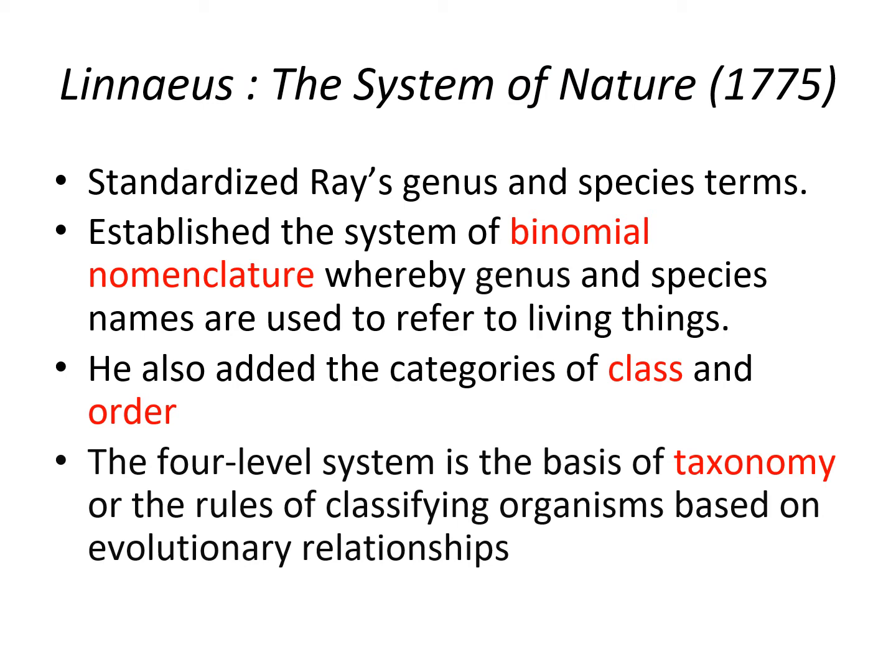Now we're on to Carolus Linnaeus. Now Linnaeus in 1775 writes, I wouldn't even call it a book, consider it a pamphlet or extended foldout. What he does is that he writes The System of Nature. He standardizes Ray's genus and species terms, and he comes up with this notion of binomial nomenclature. So he used genus and species names to refer to living things, and he added order and class categories. So this four-level system is the foundation of taxonomy.